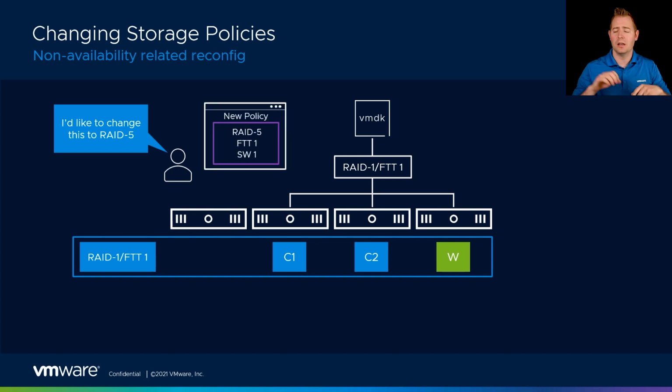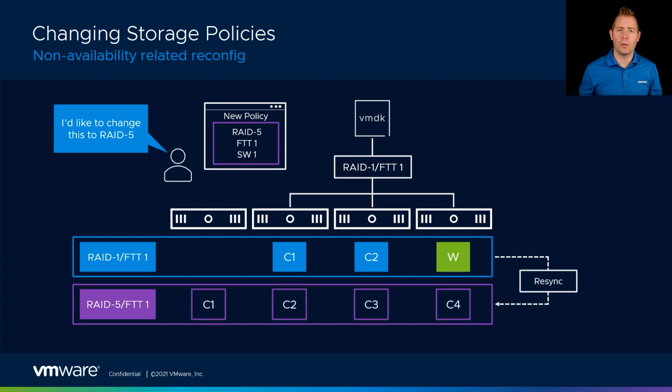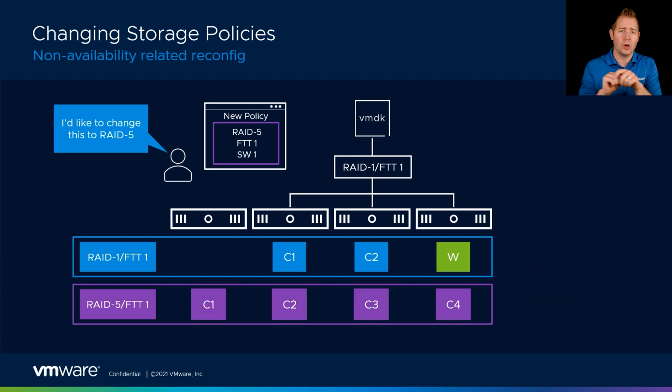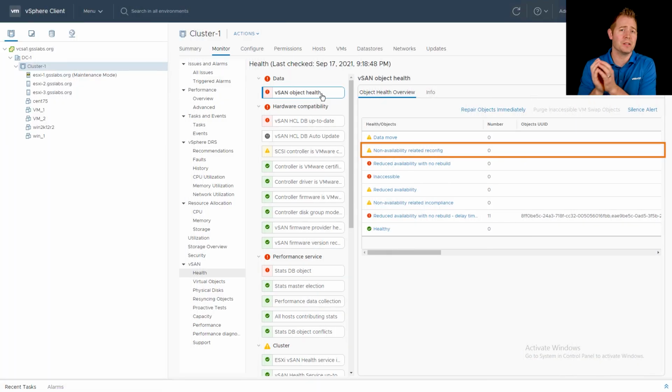We create the new policy, apply it to our VMDK. We build a brand new VMDK object, a brand new RAID 5 VMDK object, and begin that resync process. While that resync process is running from RAID 1 over to RAID 5, that's where this category comes into play. Because we had a healthy object beforehand, we'll have a healthy object afterwards, but we're changing that policy from RAID 1 over to RAID 5.